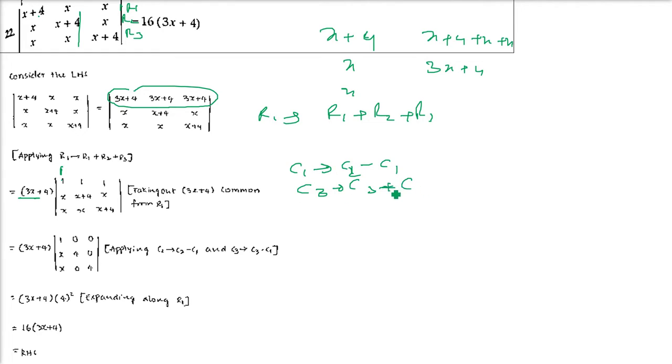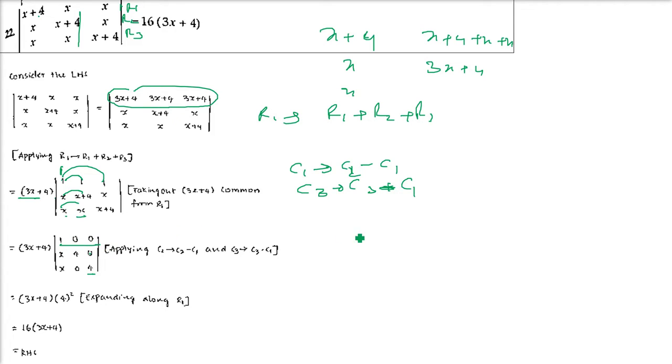So column 2, we are changing column 2 minus column 1, column 3 we are changing column 3 minus column 1. So 1 minus 1 is 0, x plus 4 minus x is 4, x minus x is 0. Now 1 minus 1 is 0, x minus x is 0, x plus 4 minus x is 4. Okay, now let us open it using the first row.